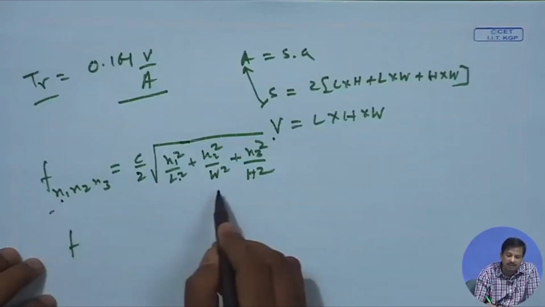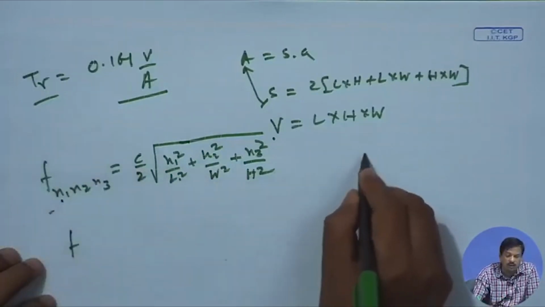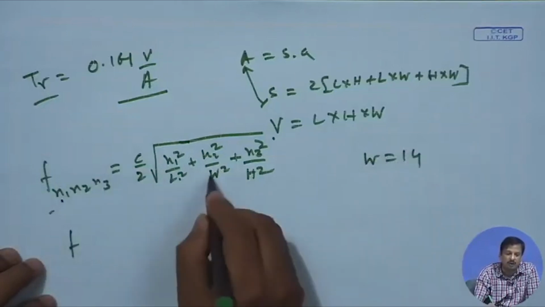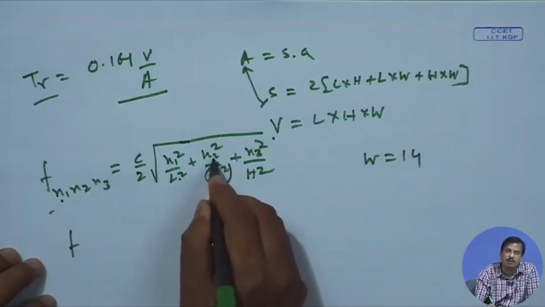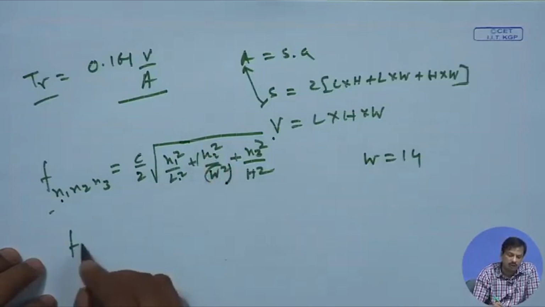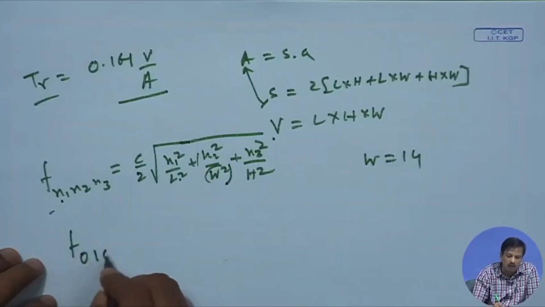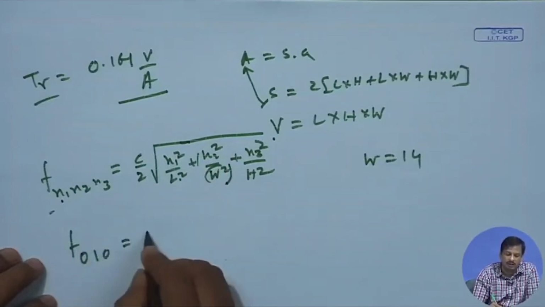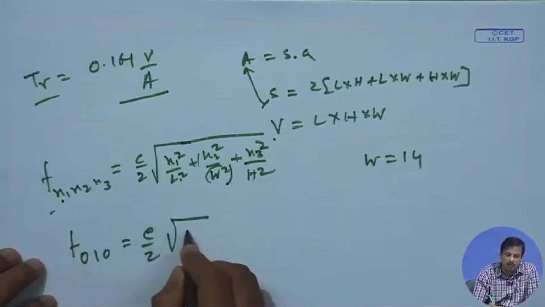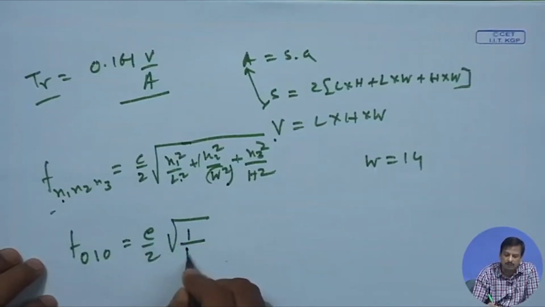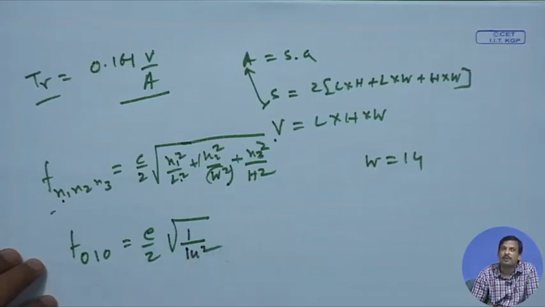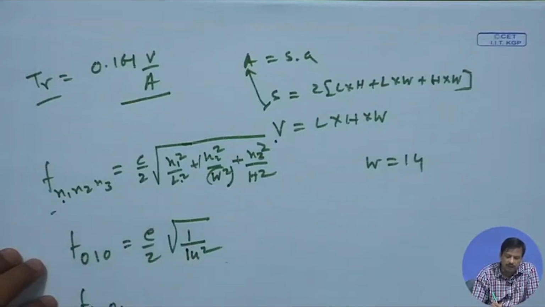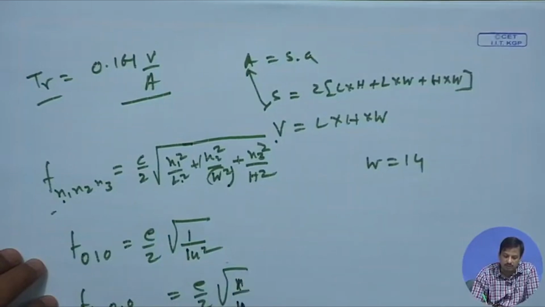So, what is the width? The maximum width is 14. If this width is large, then this parameter will be low. So, f010 will be the lowest frequency, that is c by 2 root over of 1 by 14 square. Then the next highest, when the height comes in, f10, that is c by 2 root over of 1 by 12 square.